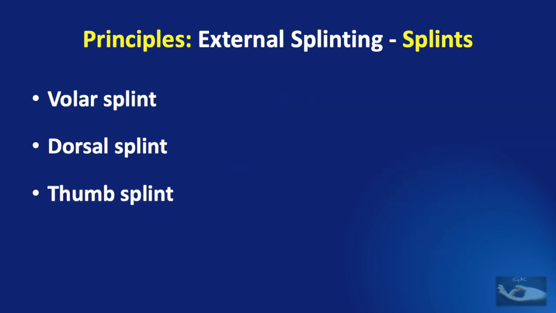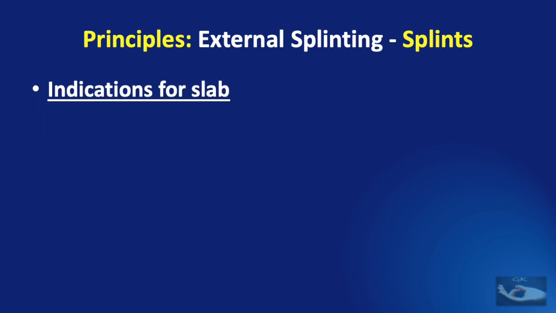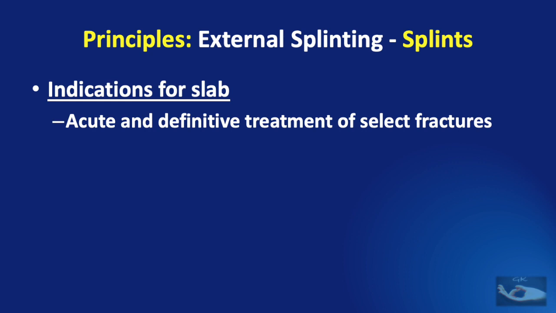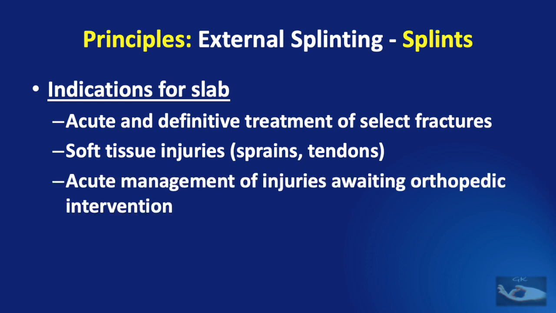There are three types of splints that can be used for hand fractures: the volar splint, the dorsal splint, and the thumb splint. Splints can be in two forms, either in the form of a slab or in the form of a cast. A slab is indicated for acute and definitive treatment of select fractures, for management of soft tissue injuries like sprains or even tendon injuries, or in the acute management of injuries awaiting orthopedic intervention.